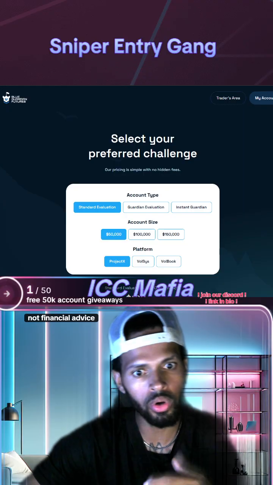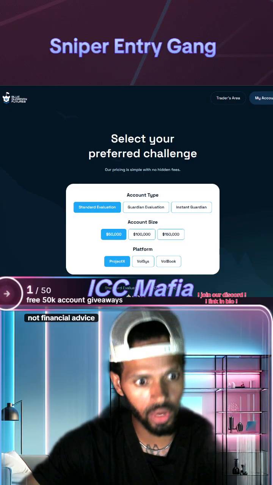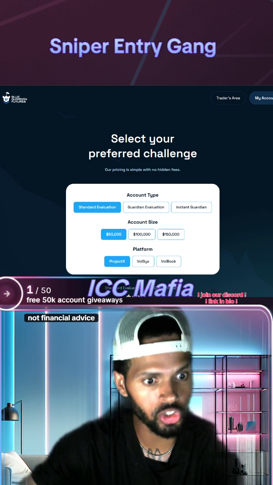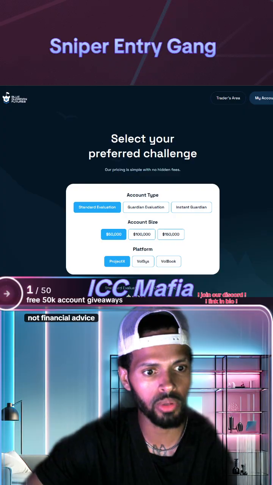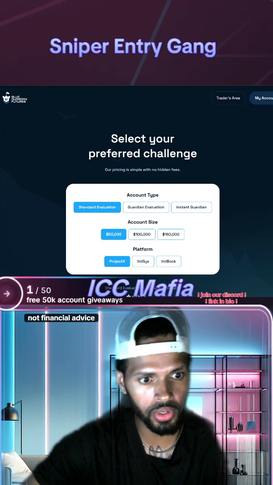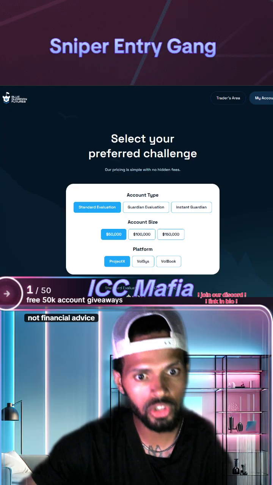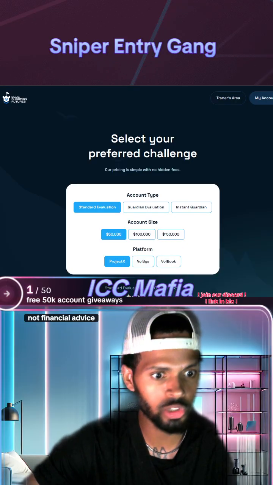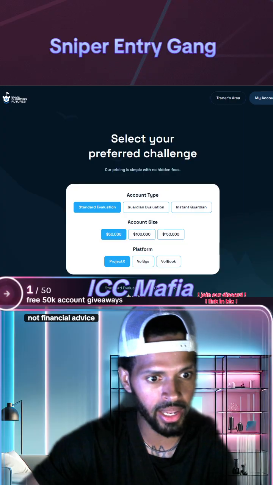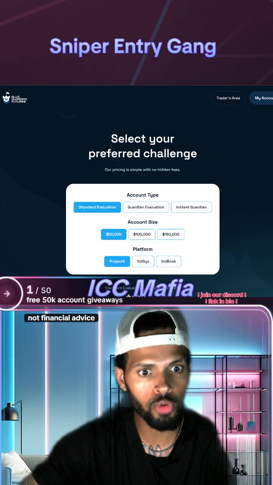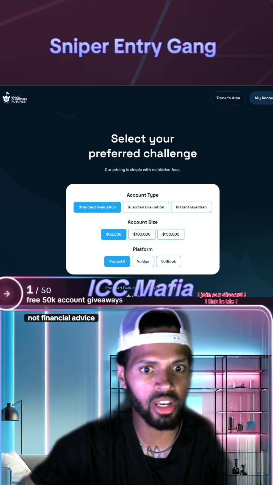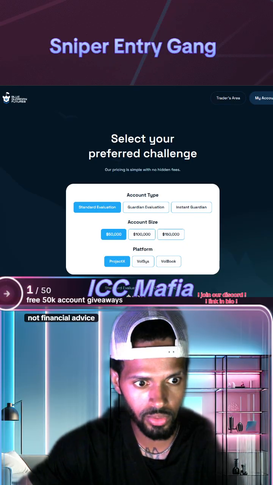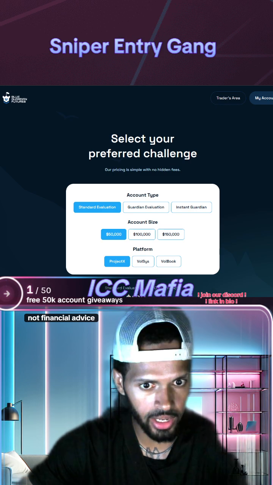Instant accounts, we don't do instant accounts because they have a consistency rule of 20%. So if you make $1,000 your first trade, you have to make another $4,000 before you get a payout. With these accounts, there's no consistency rule with My Funded Futures. With Top Step, if you make $5,000, you have to make another $5,000 before you can make a payout. With no consistency rule, if you make $1,000, right, and then you make $100 for the next 4 days, you could take a payout, right? So that's why we do no consistency rules and we do 50K accounts.